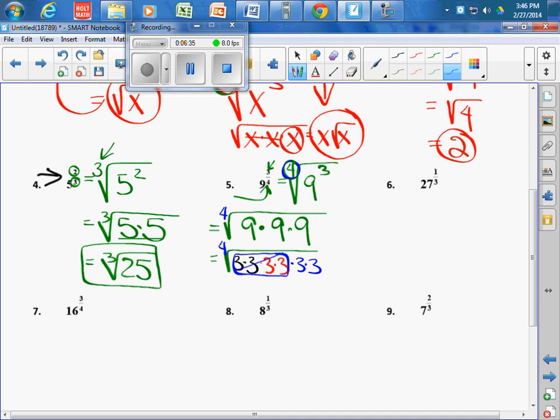So I pull one of those out. I don't have another set of 4s. I only have 3 times 3 left over. So I'm going to have the fourth root. 3 times 3 is 9. And this is your answer. It's 3 times the fourth root of 9.